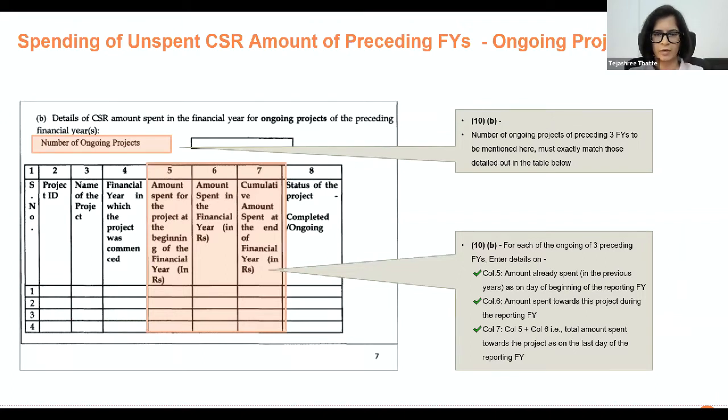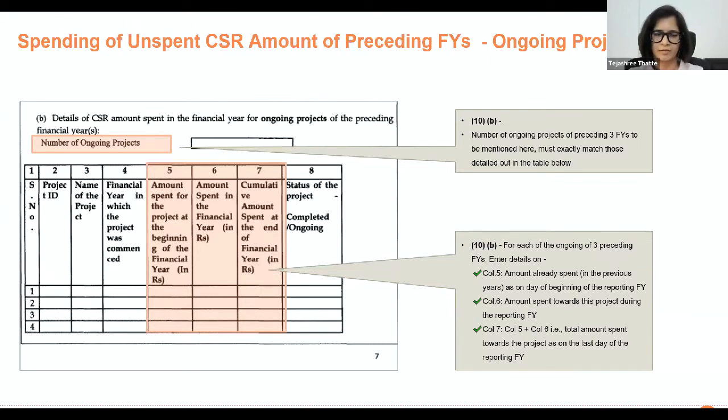So currently on this slide, we are talking about ongoing projects from preceding financial years. So the details about using the unspent amount of preceding financial years for ongoing projects has to be mentioned here project wise. And these projects could have started in any of the 3 preceding financial years. If you see in the table, the initial columns are asking for these ongoing project details such as project ID, name of the project, financial year in which the project has begun.